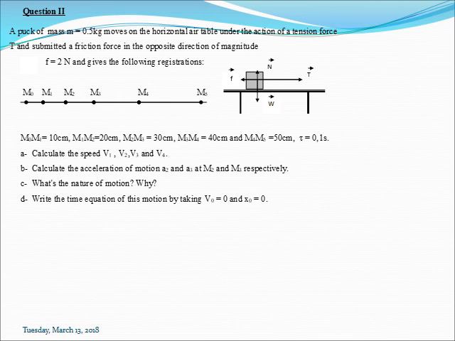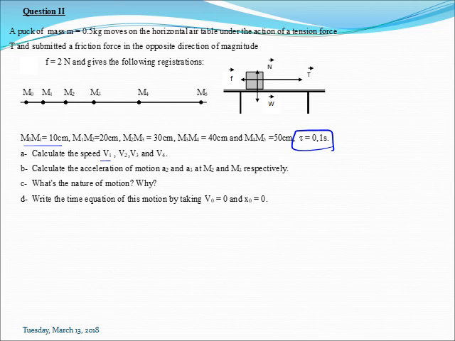Now question 2. A puck of mass 0.5 kilogram moves on a horizontal air table under the action of a tension force T and is subjected to a friction force in the opposite direction of magnitude F equal to 2 Newton, and gives the following registration: M0, M1, M2, M3, M4, and M5. First, the distance between M0 and M1 is 10 centimeter, M1 M2 is 20, M2 M3 is 30, M3 M4 is 40, M4 M5 is 50 centimeter, and the tau is equal to 0.1 second.